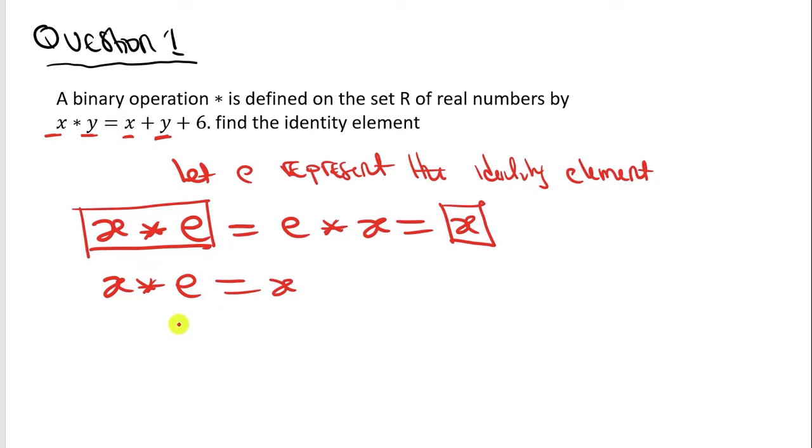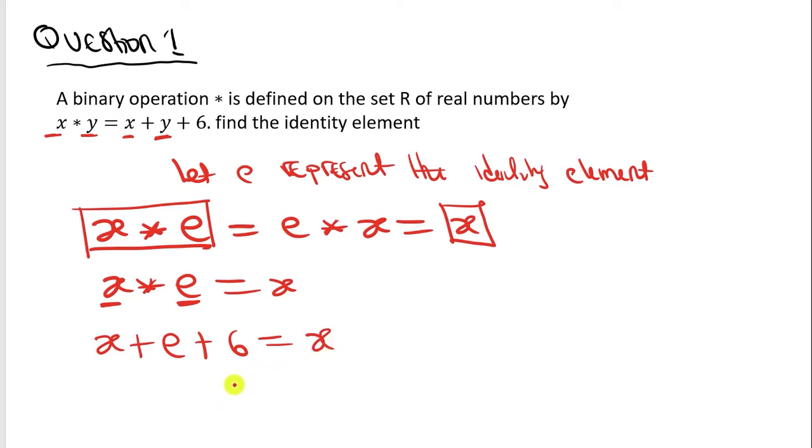Per the definition, X, the first variable, operating on the second variable, is equal to the first variable plus the second variable plus 6. In this case, our X is the first variable, our E is the second variable. So we are going to have X plus E plus 6, and this is equal to X.